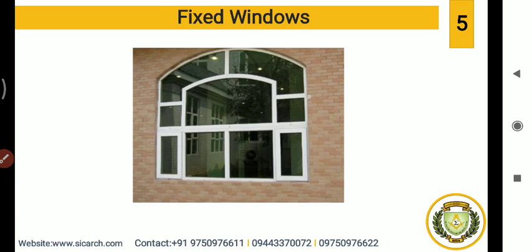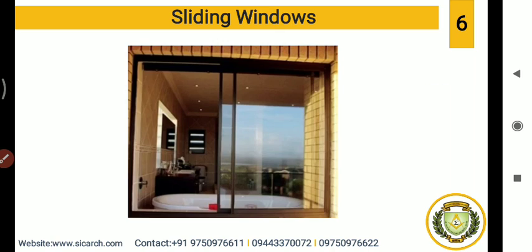So, fixed window. Fixed windows are fixed to the wall without any closing or opening operation. This is fixed to the wall. It cannot be closed or opened. It can be fully glazed so that only light can enter through this. Ventilation cannot enter through the fixed windows.